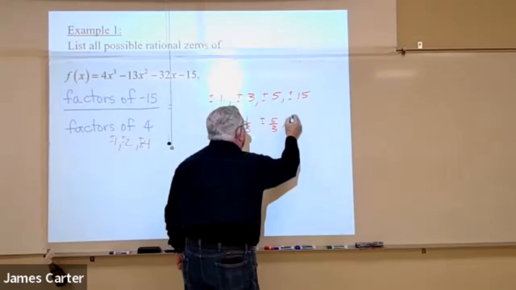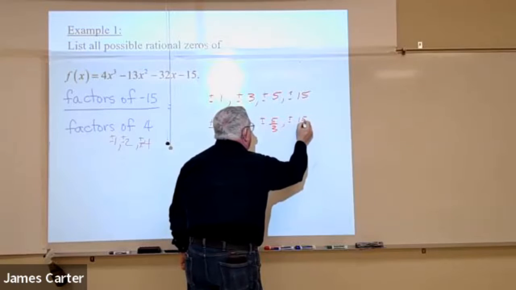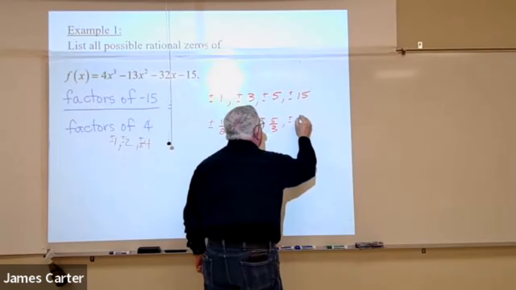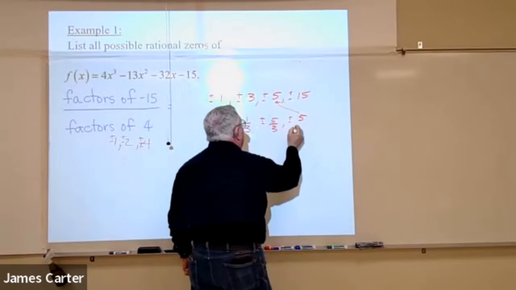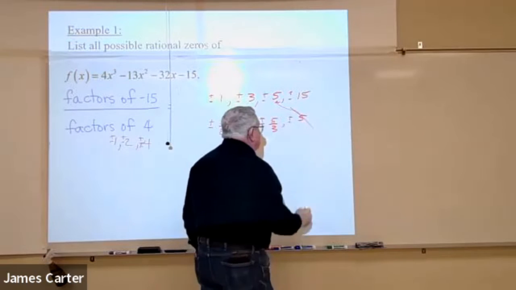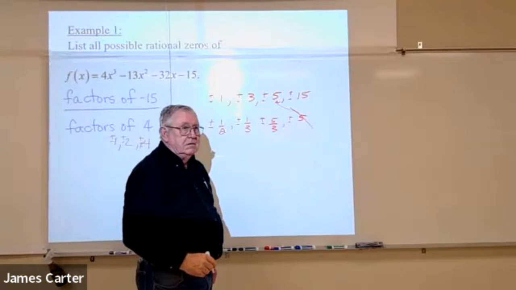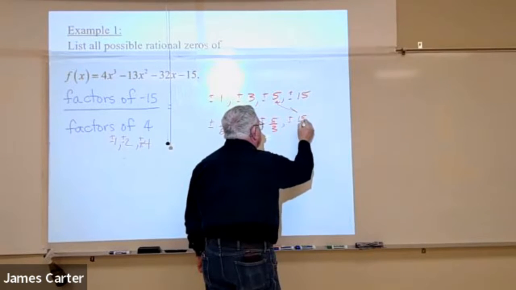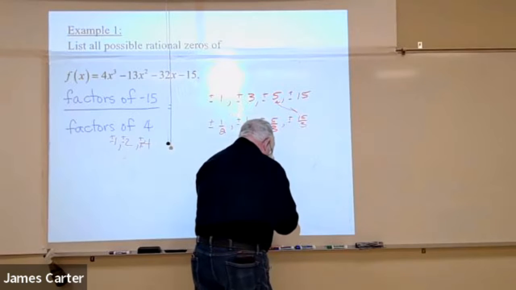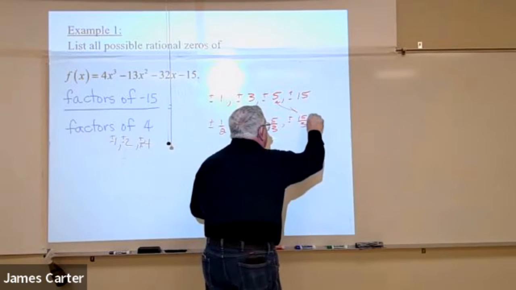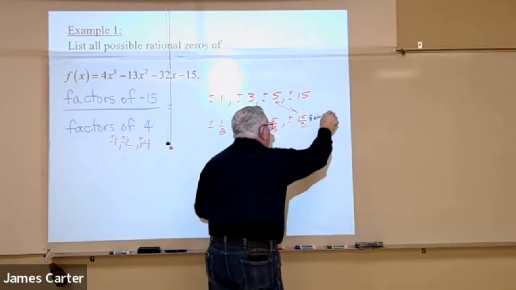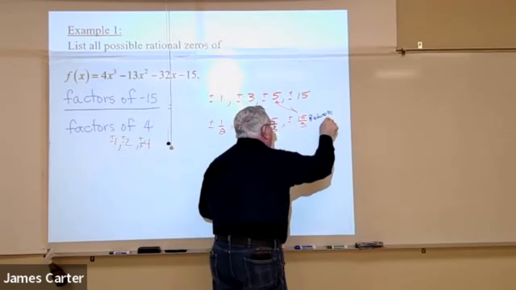We could have plus or minus 5/2, and we could have plus or minus 15/2, but 15/3 will reduce to 5, which we've already got, so we don't have to list it again. I'll leave this here as 15/3, but I'm going to put the note: reduce to 5.